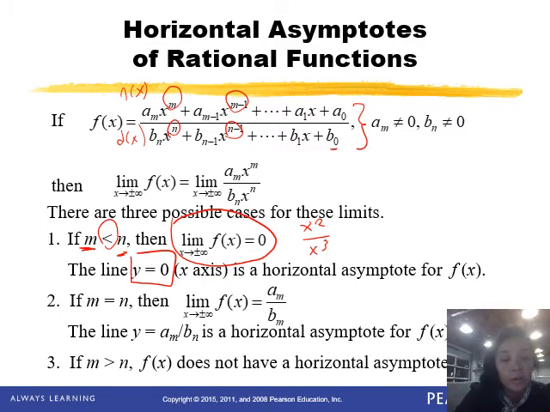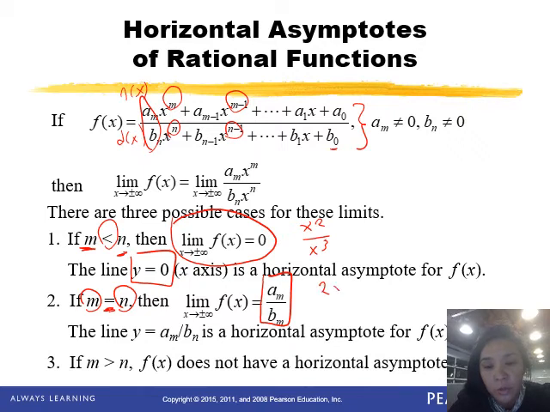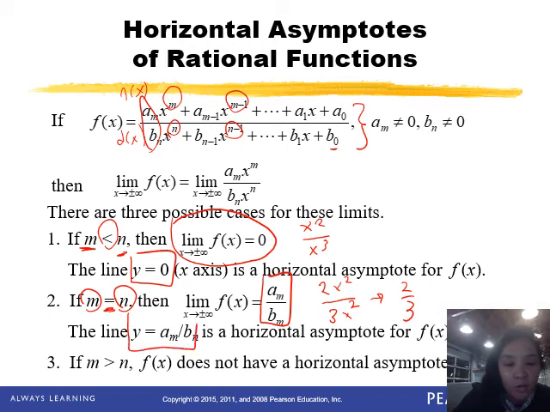Now, if the exponent of your numerator, m, is equal to the exponent of your denominator, n, then the limit is the ratio of the coefficients, a over b, which are these first coefficients here. Let's take a look at an example. If f of x is equal to 2x squared over 3x squared, then the limit is 2/3, and your line is at y equals a over b.